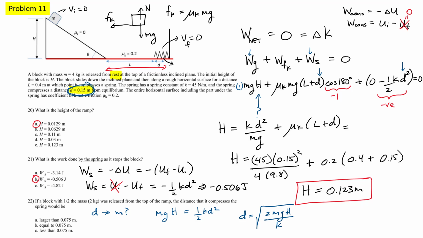And in order for me to make this distance half of what it was previously, I would have to make the mass 4 times smaller. But in this case, I'm only making it half the value. All right, so if you make it half the value, what are you going to get? You're going to get a value that is going to be less than 0.075. All right, so I think C is the best answer for this problem.